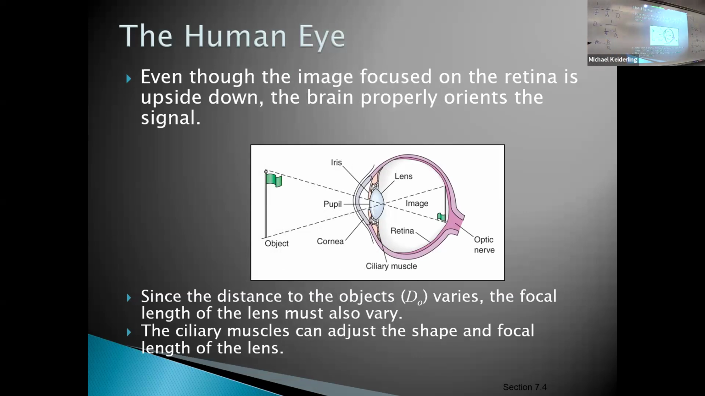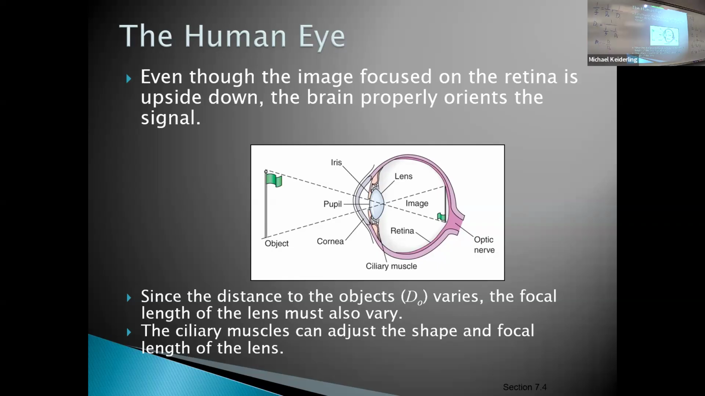So even though the image is focused on the retina upside down, our brain just flips it. And I believe that if you wear glasses that flip the image on you consistently, after a while, your brain will just flip it. They're plastic enough to do that.